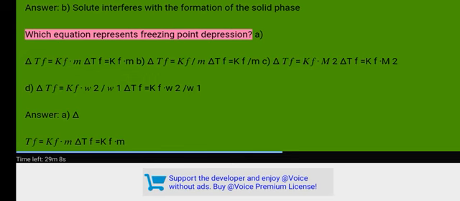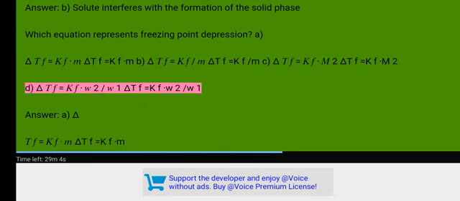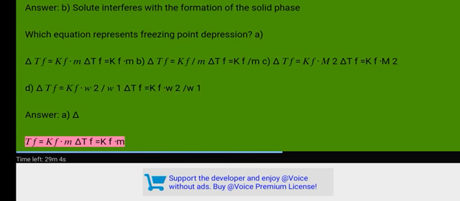Which equation represents freezing point depression? A. Delta Tf equals Kf times m. B. Delta Tf equals Kf per meter. C. Delta Tf equals Kf times M2. D. Delta Tf equals Kf times W2 over W1. Answer: A. Delta Tf equals Kf times m.